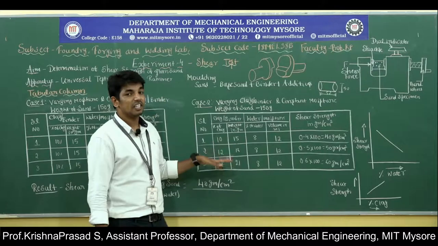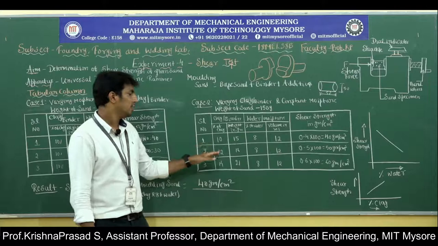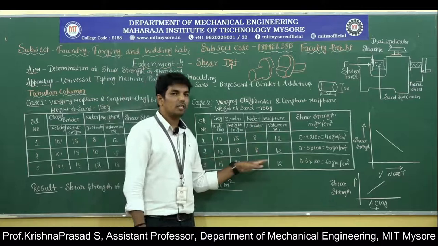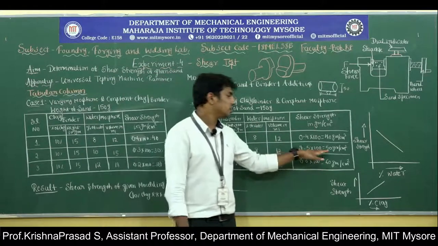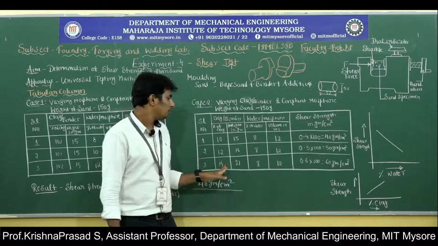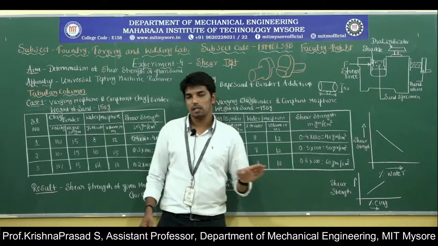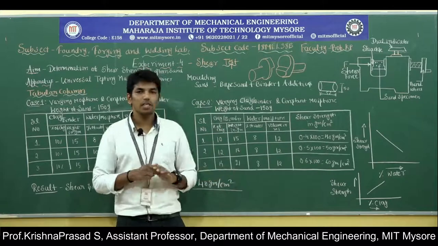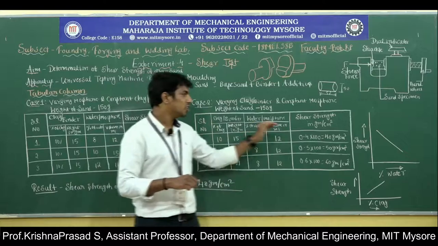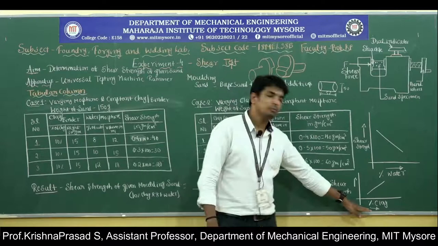Then if you increase the percentage of clay from 10% to 12%, we take 18 grams of clay and 132 grams of silica sand, maintaining constant moisture content, and your shear strength increases from 40 to 50 gram per centimeter square. Similarly, for 14% of clay and 8% of water, we got 60 gram per centimeter square. From this case, we observe that as the percentage of water is kept constant and the percentage of clay is increased, the shear strength of the given molding sand increases. That we can observe from this graph.